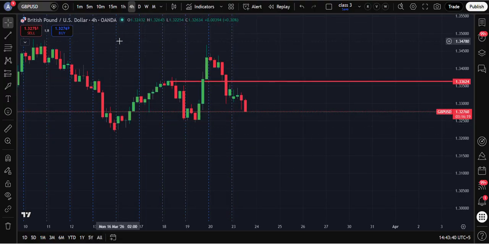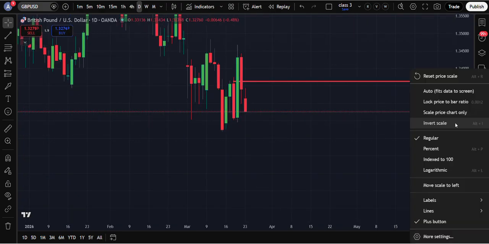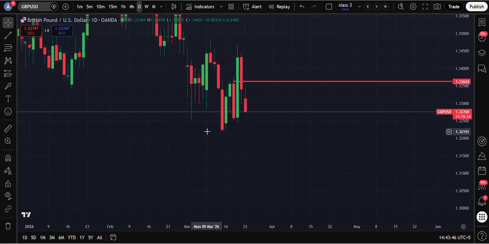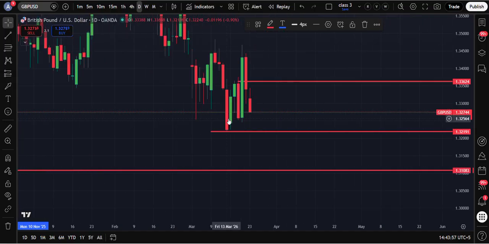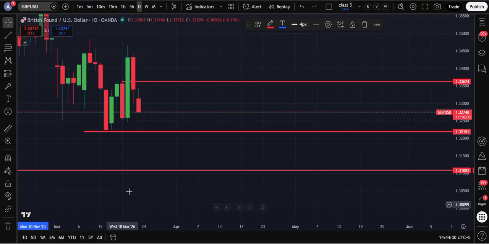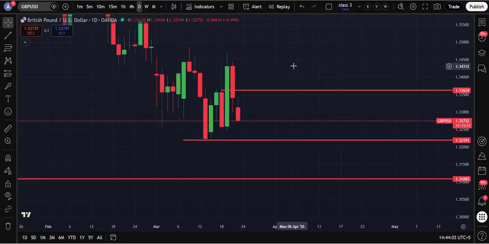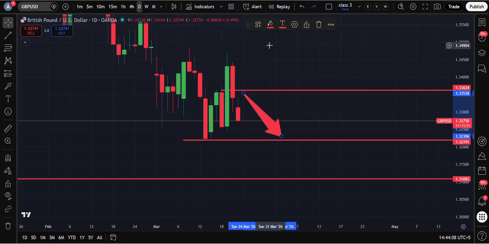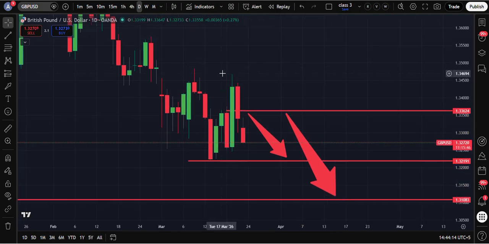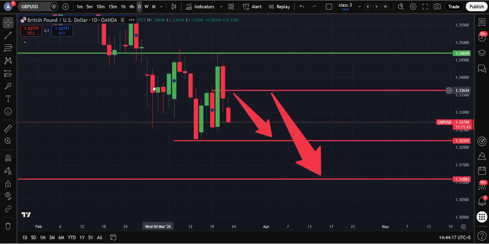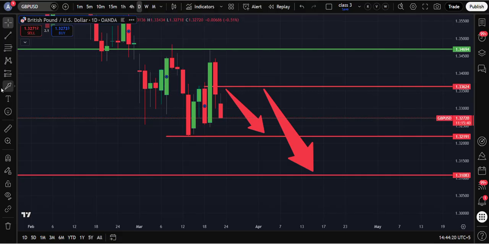I think as long as the price stays below 1.33624, we are bearish for the week. And as long as we are bearish for the week, in my opinion, our first target would be 1.32191. My next target would be 1.31083. And if the price breaks above this, we will be going for 1.34694.